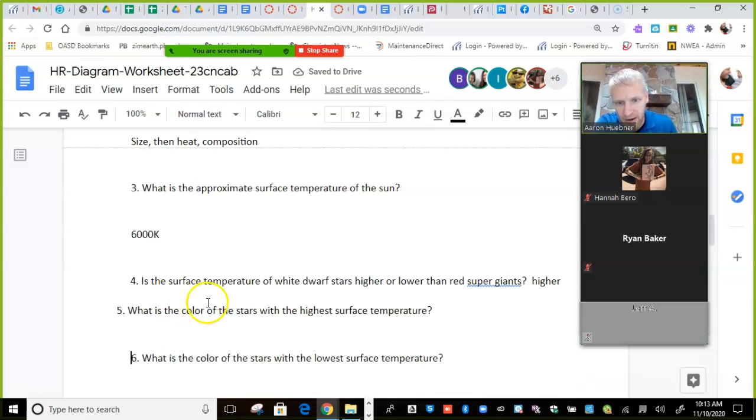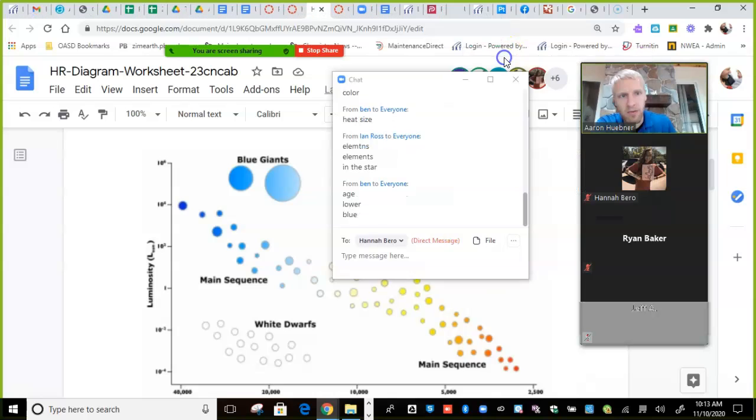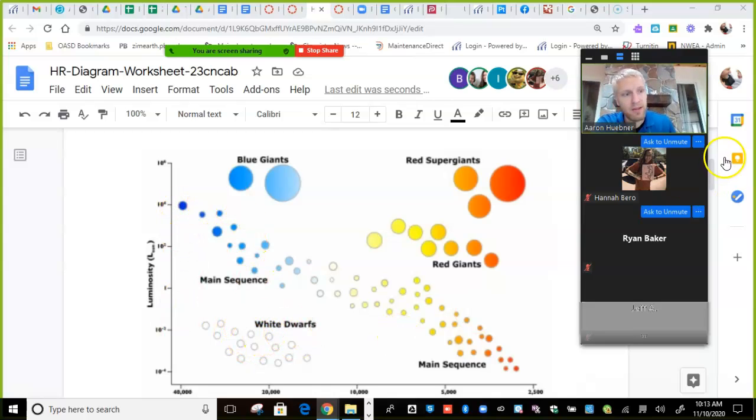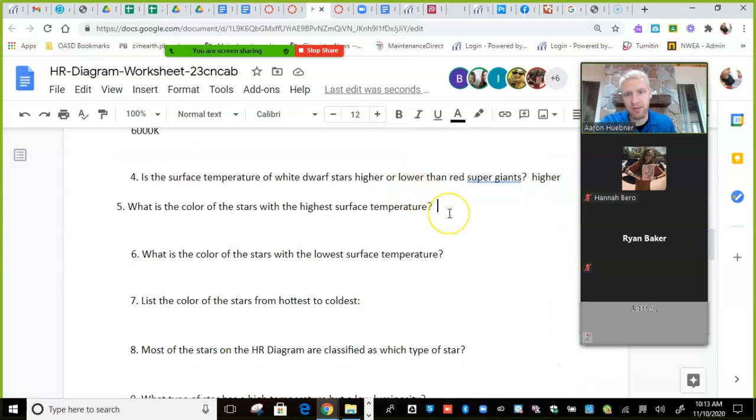What is the color of the stars with the highest surface temperature? Blue is correct. So the hottest surface temperature is going to be blue. Again, you do have white dwarfs in there, so if you put white, that would be an okay answer too. I'm just going to put blue.